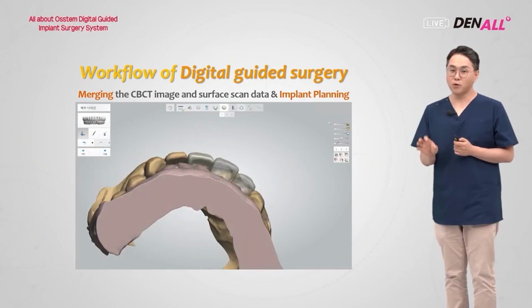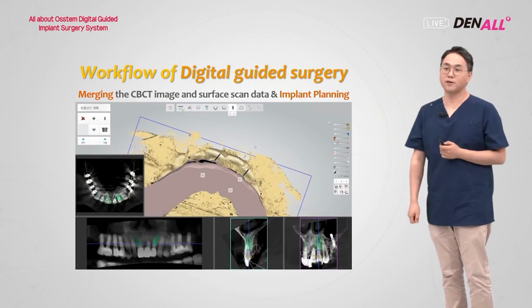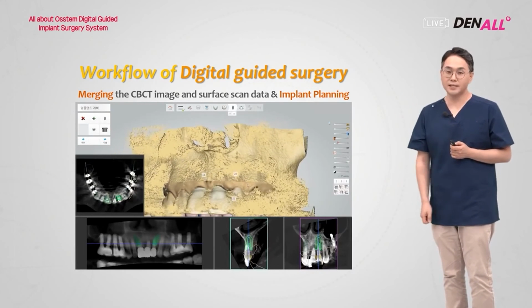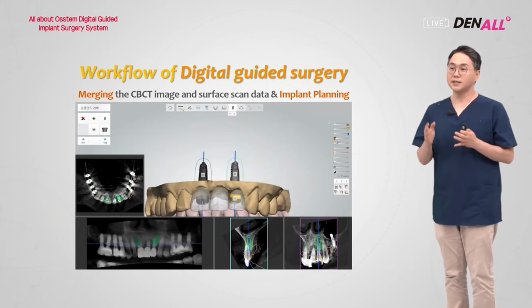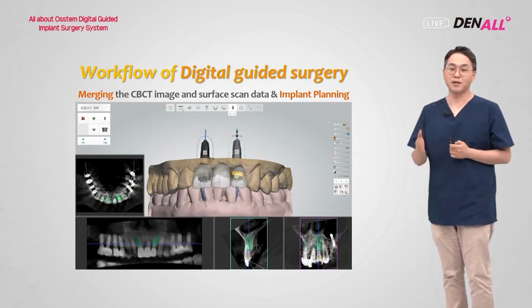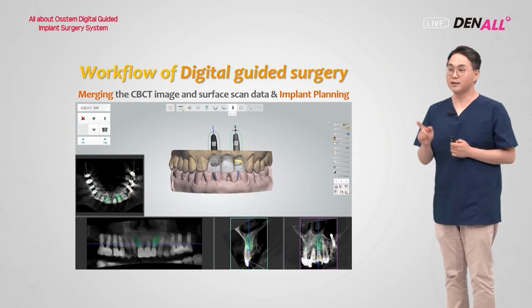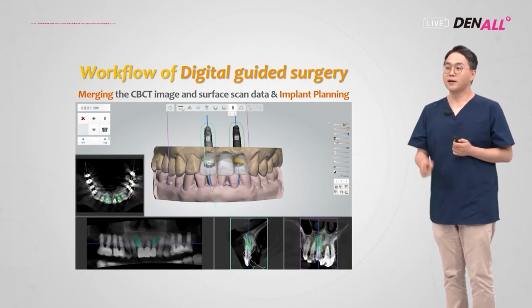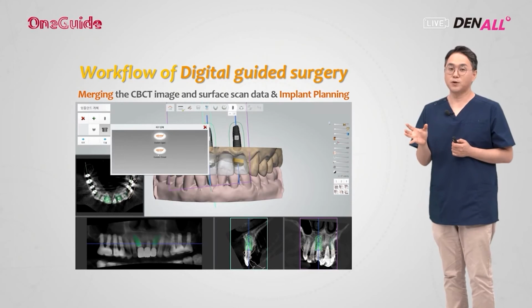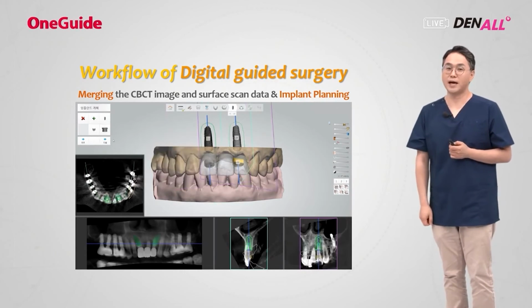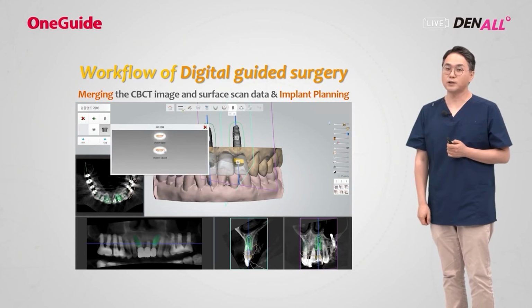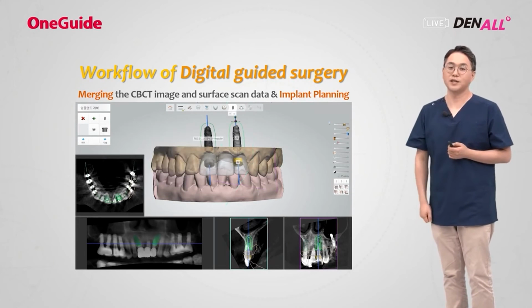The purpose of placing an implant is to create an ideal prosthesis. So you design the ideal prosthesis first. And once this is confirmed on the CBCT image, you put in the implant library. By doing this, you can see where the implant is and at what depth in which area, and where the screw access hole goes on the prosthesis.